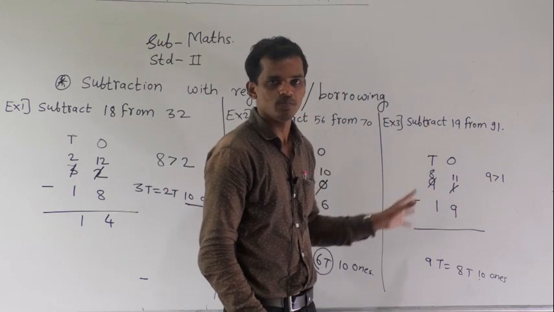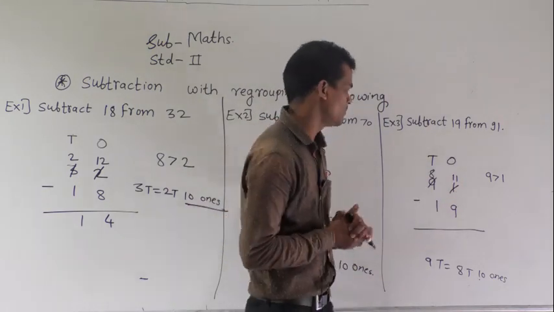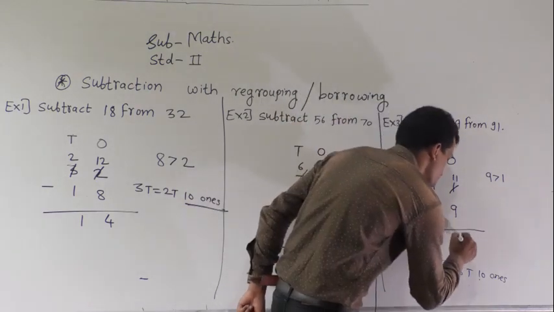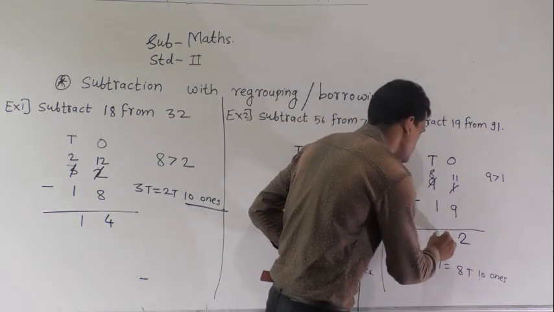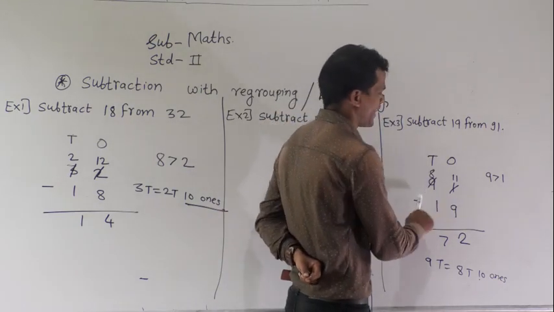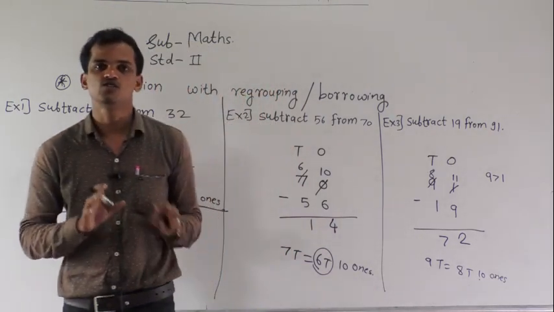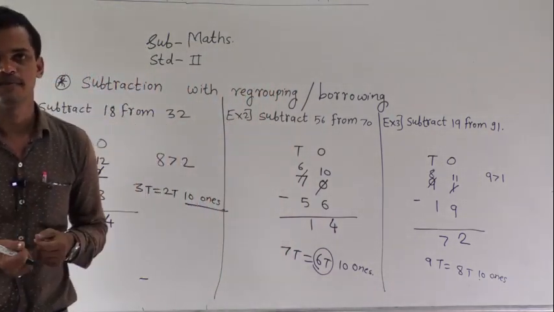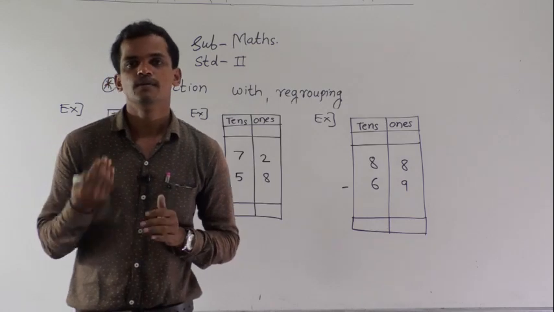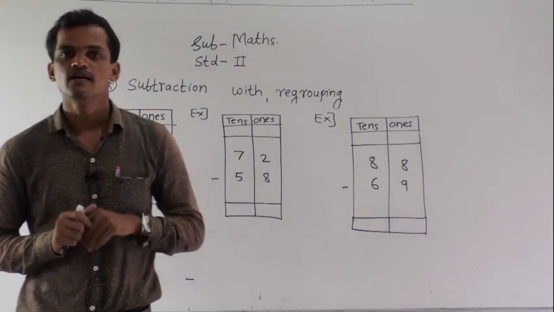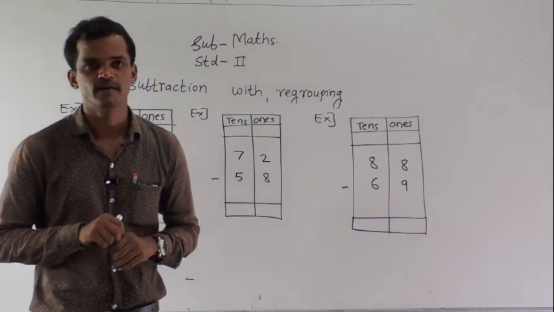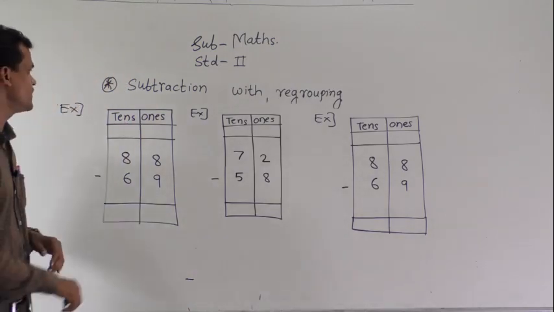Now we have regrouped, so we can subtract the numbers. 11 minus 9 is 2, then 8 minus 1 is 7. So 72 is the difference between 91 and 19. Like this you have to regroup and subtract. This is subtraction with regrouping. You know the meaning of subtraction: it is taking away, or subtracting a smaller number from a bigger number, and finding the difference. So let's solve the next example.